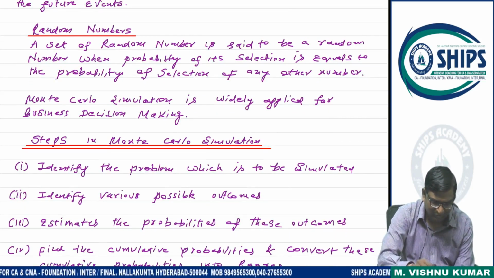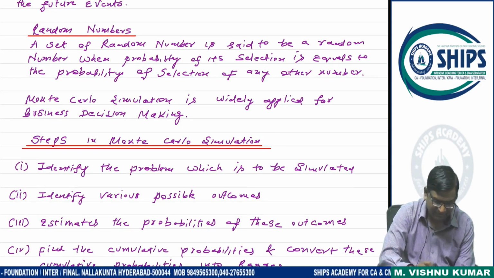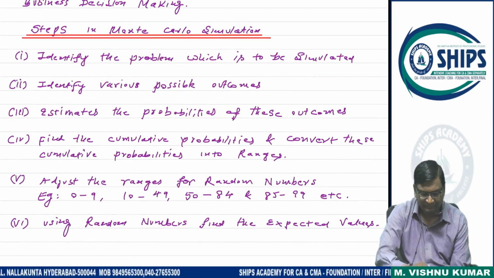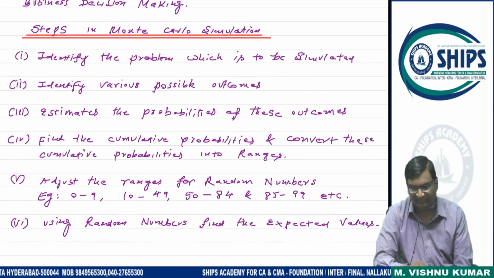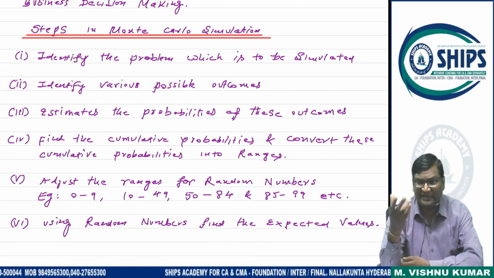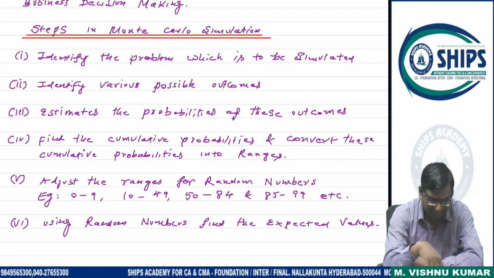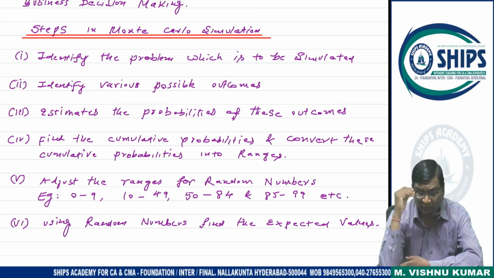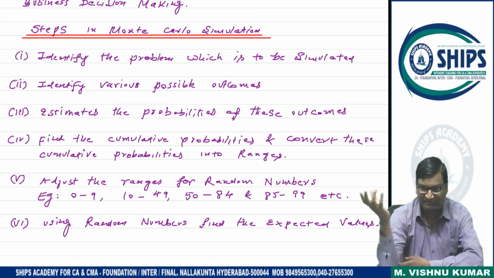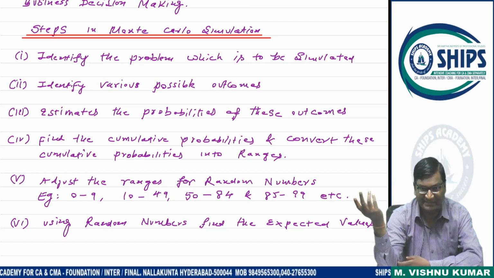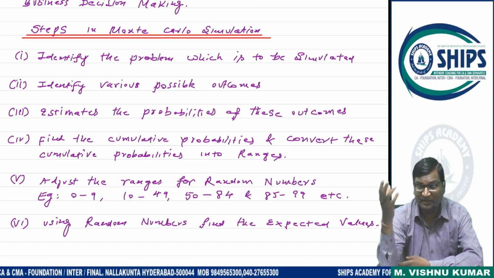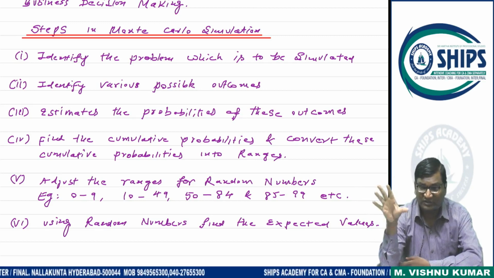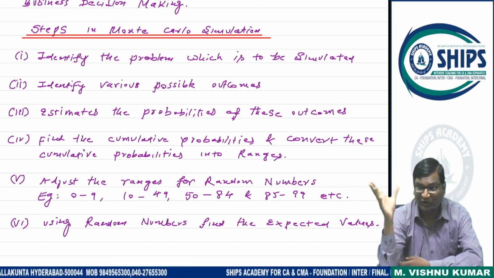So Monte Carlo simulation is used very widely in business decision making. What are the steps in Monte Carlo simulation? First is the same: identifying the problem, thereafter identifying various possible outcomes. Various possible outcomes means, suppose we are expected to check the rainfall for the next 20 days. First there are two possibilities: rain will fall or rain will not fall.